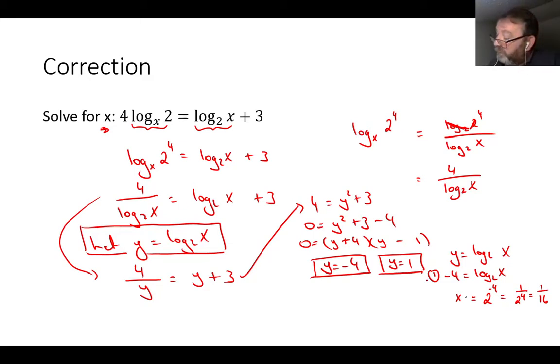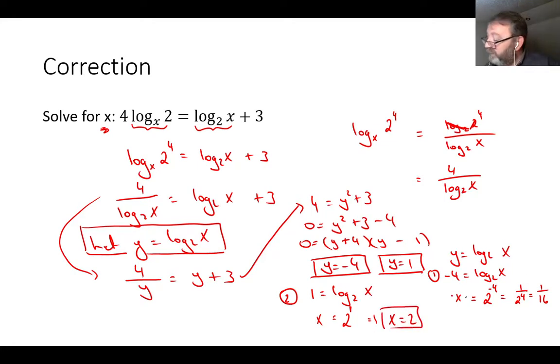So there's your first answer. Now, your second scenario is where y is equal to 1. So 1 equals log to the base 2 of x. And again, go into index form. The base of the log is the same as the base of the index. The log is the power, the index, and that's equal to x. And there's your second answer. x equals 2. So you've got two answers for this. x equals 1 over 16, that's your first answer. And your second answer, x is equal to 2.